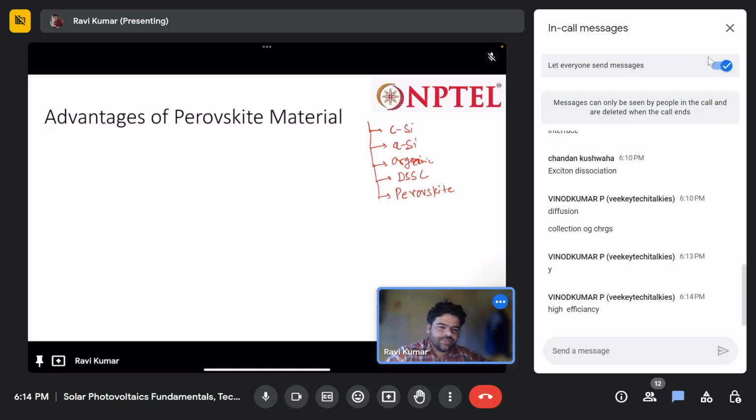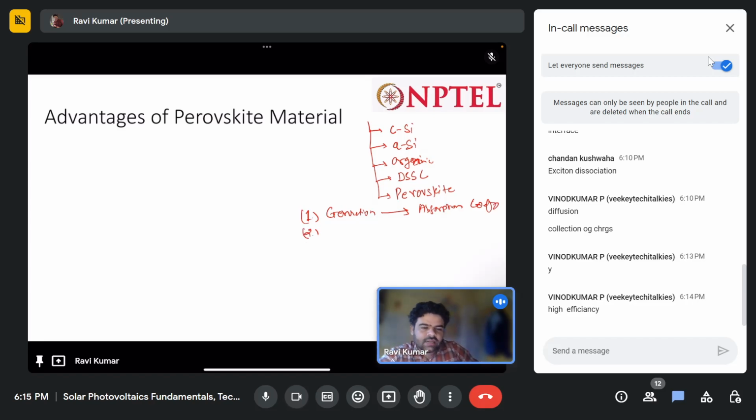High efficiency. Yes, Vinod, you are right. Now let's talk about the parameters which define this efficiency. As we discussed in the previous slide, the first thing we discussed was generation. Generation of charge carriers is associated with the absorption coefficient. So the absorption coefficient for this material is high.